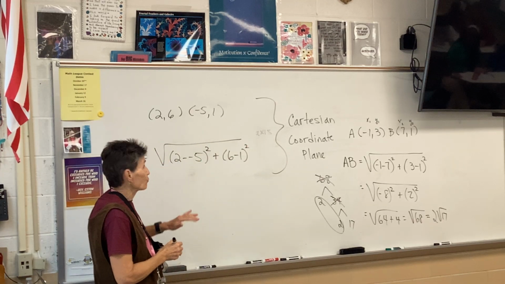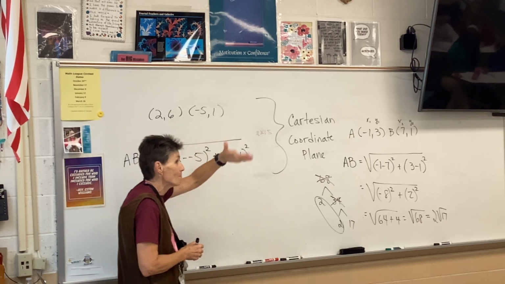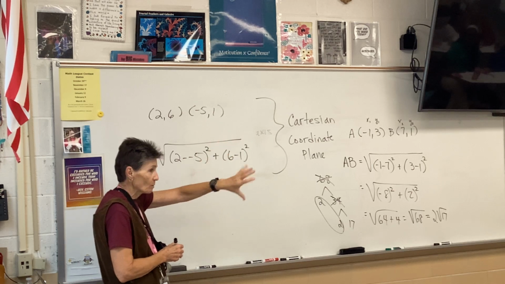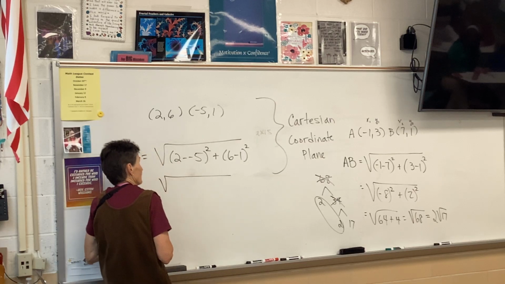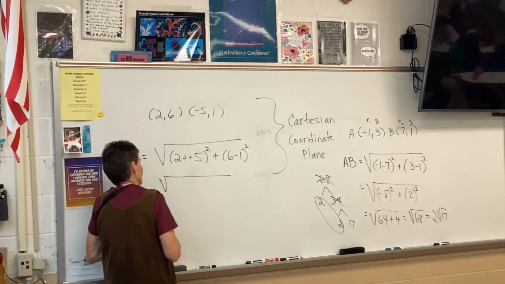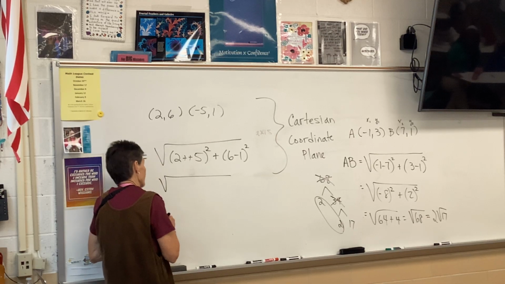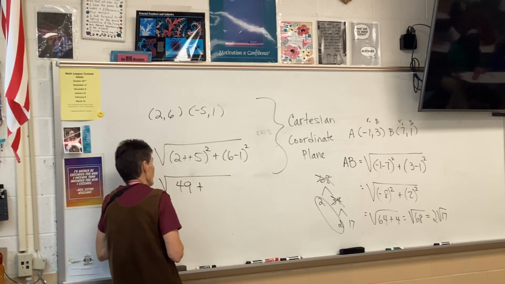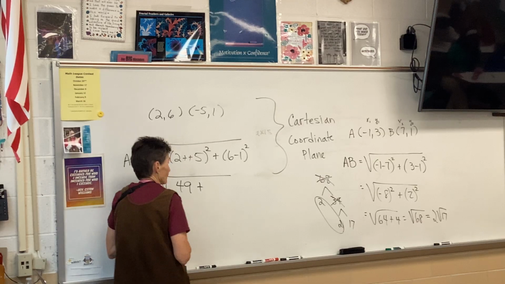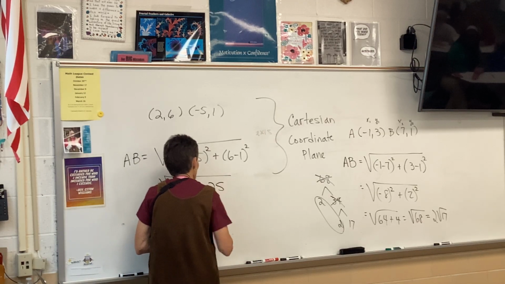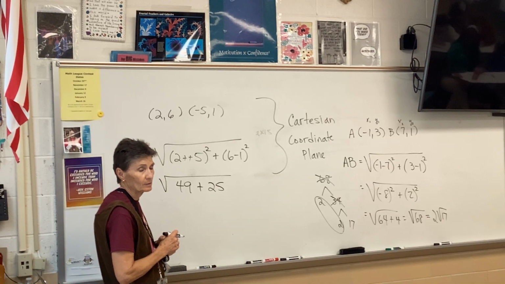Now notice I am subtracting my x's and subtracting my y's. I never mix the x's and y's. X's with x's, y's with y's. All right, what's 2 minus negative 5? Seven. And what is 7 squared? 49. What is 6 minus 1? 5 squared? 25. Remember, you'll never have to do this without at least a little calculator, okay?